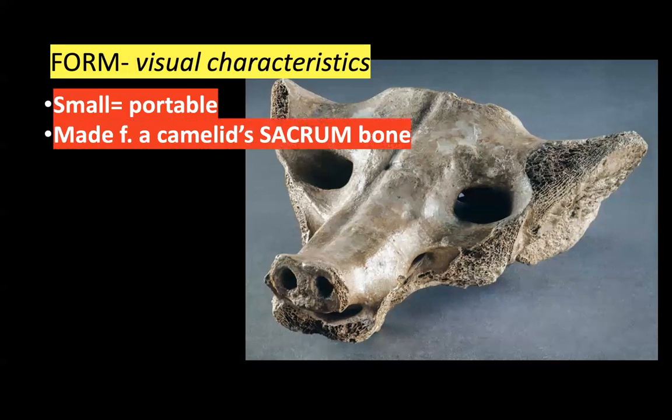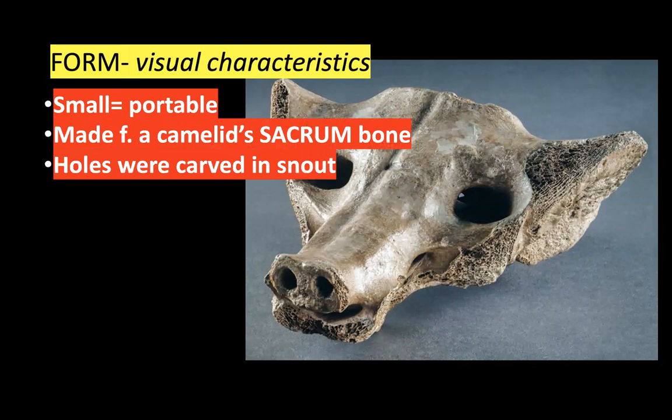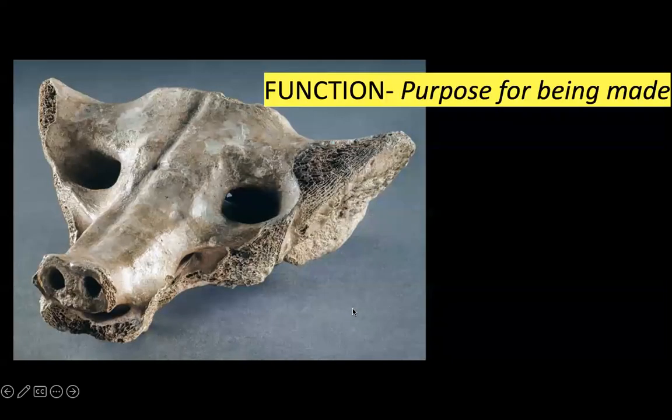So this would be considered portable art that is not painted on a cave wall. This is made from a camelid's sacrum bone. So we're going to talk about what the sacrum bone is. The holes were carved into a snout. So it's not just they found a bone and then we think it's important. We do realize that a human altered the bone in some way. So they altered it by making the holes in the snout.